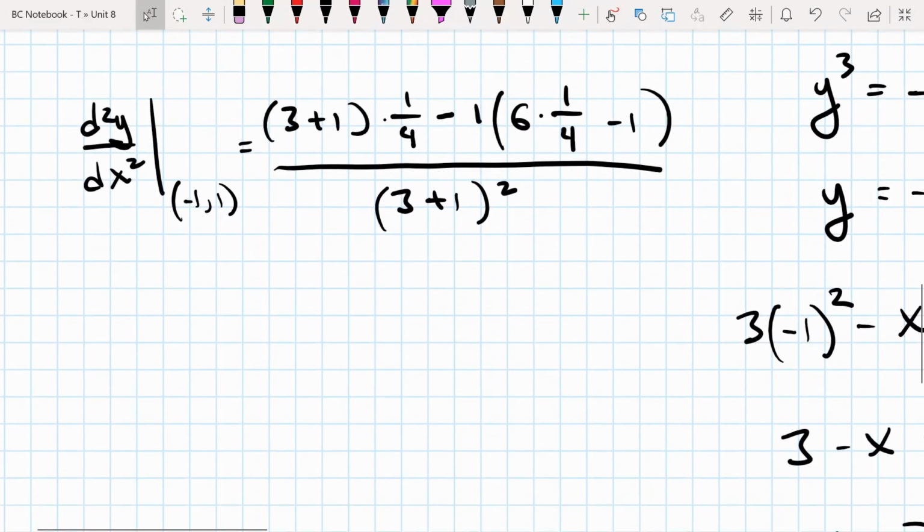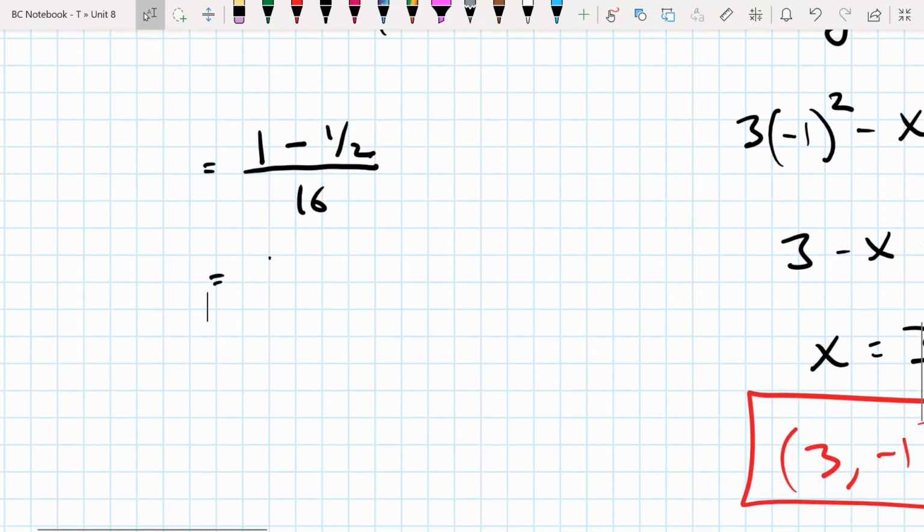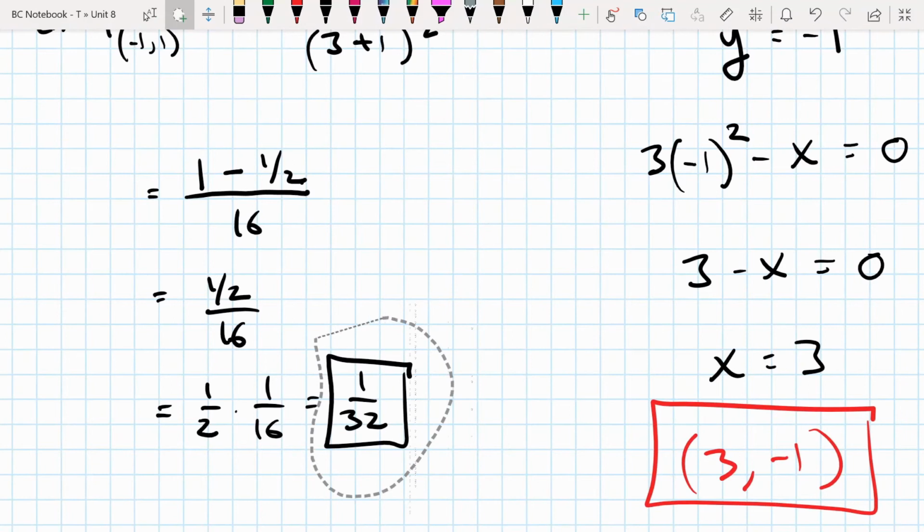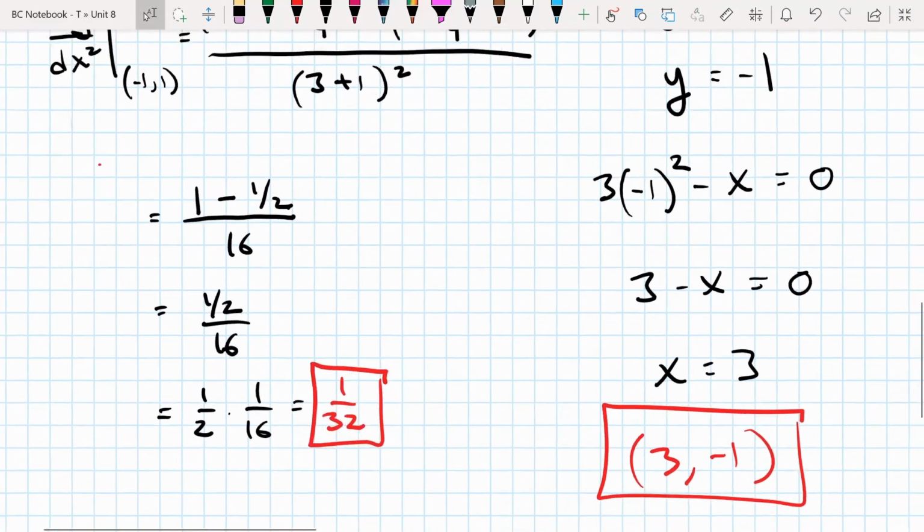Okay, now let's see if we can simplify this. So we get 4 times 1/4, that's 1, minus, this is really 3 over 2 minus 1, which is 1/2, so this becomes 1 minus 1/2 in the numerator, and the denominator becomes 4 squared, which is 16. Well, 1 minus 1/2 is 1/2 over 16, and so this is the same thing as 1/2 times 1 over 16, which is 1 over 32. That's going to be the answer for part C. I'll make this one in red as well. So that's the answer for part C of this FRQ.